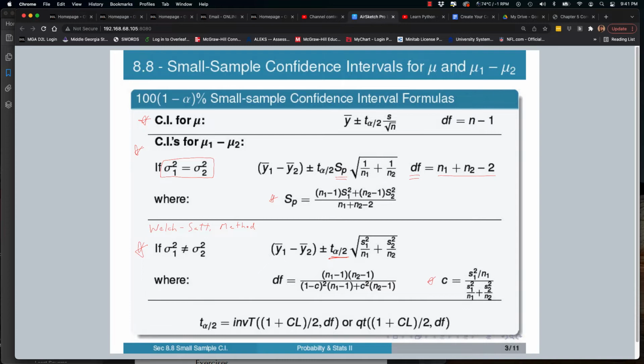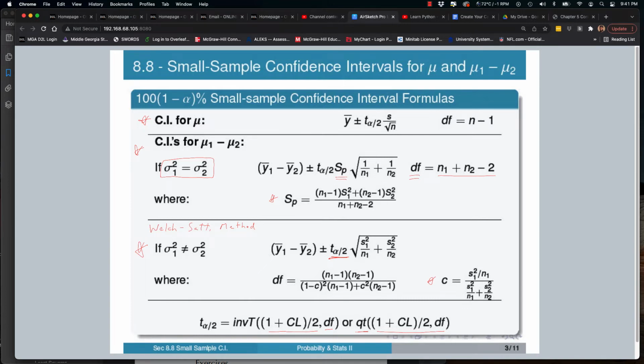And then the t alpha over 2 value can be found using the inverse T on your TI calculators, and very similar to the z alpha over 2, you can do 1 plus the confidence level divided by 2, and then the degrees of freedom. Or in R, you can use the qt function and do the same thing in there. Okay. And that's pretty much all the formulas we need to construct any confidence intervals in this section.